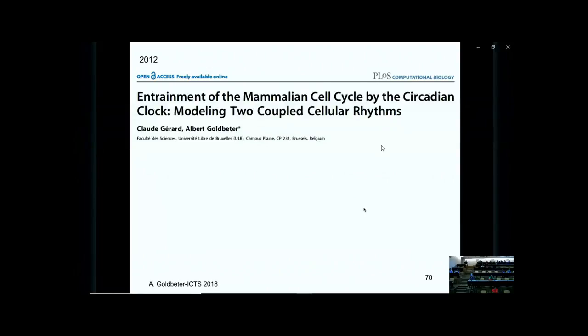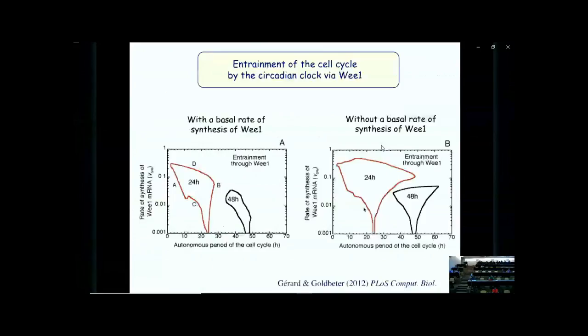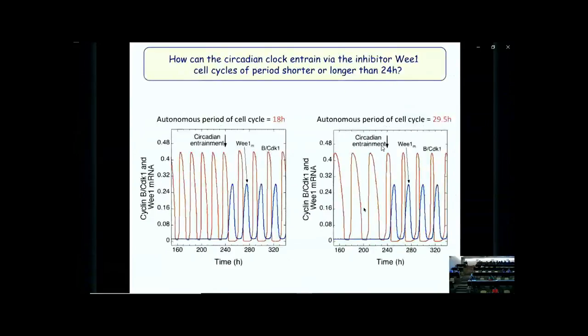I do not have time to go into all these details. I can come back in the discussion if you wish, but I just would like to show you a counterintuitive result. This one, because it's nice when a model can suggest something which is not intuitive. So we try to entrain the cell cycle by the circadian clock, and we consider two cases.